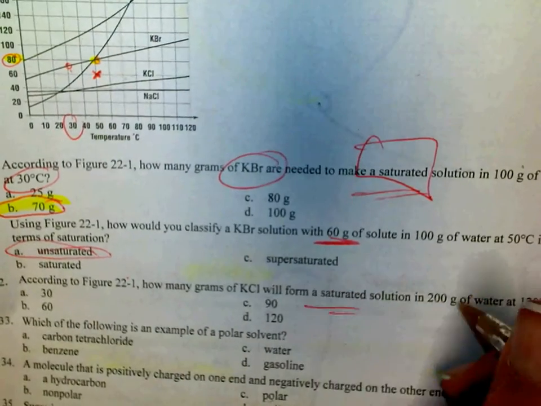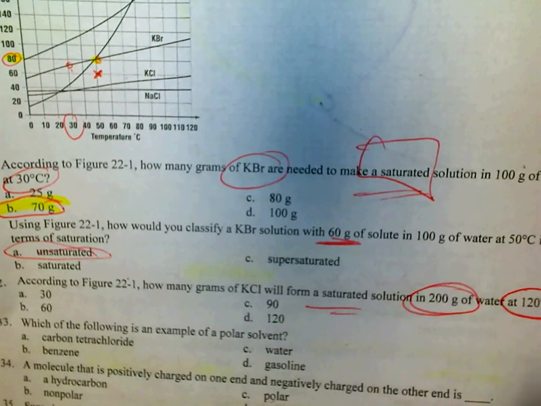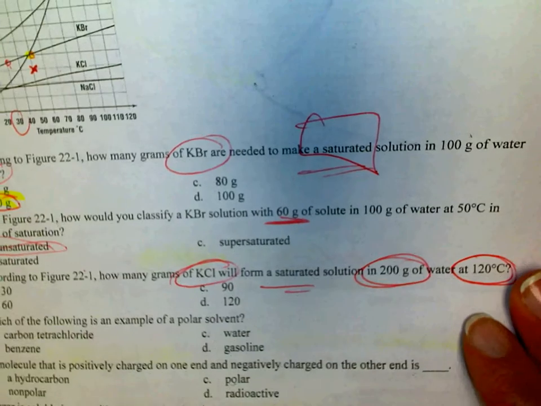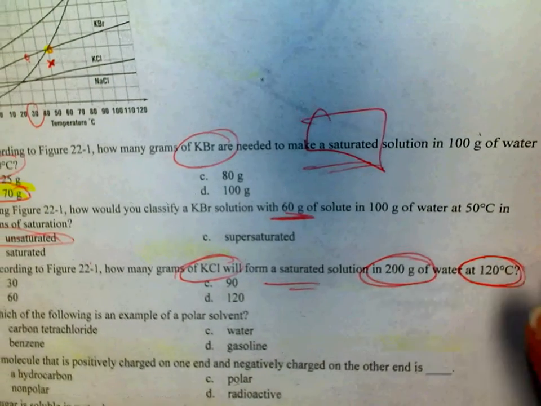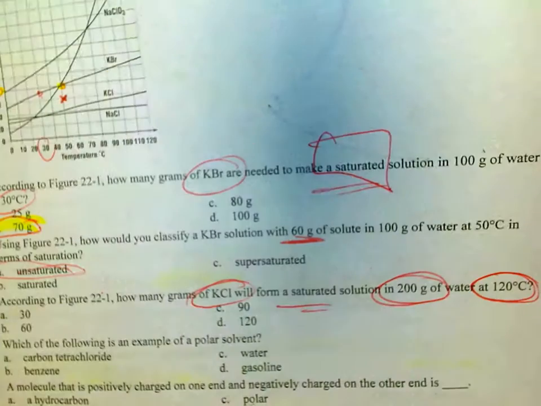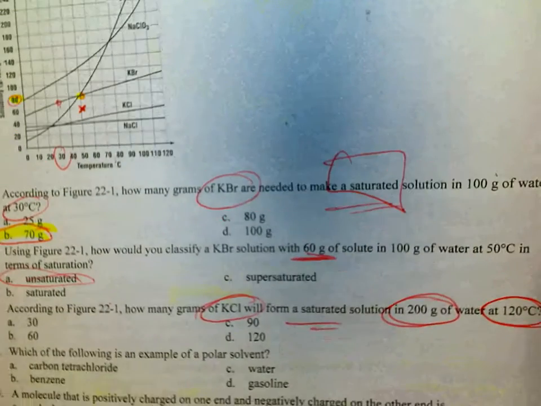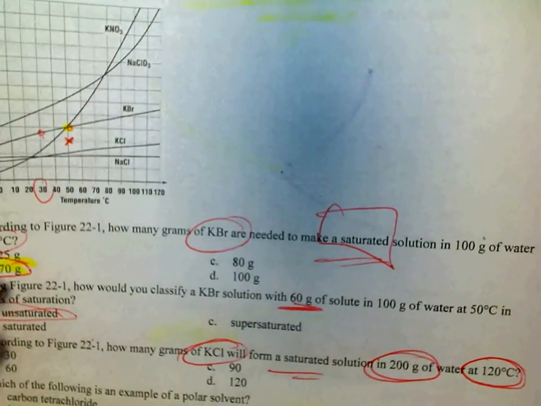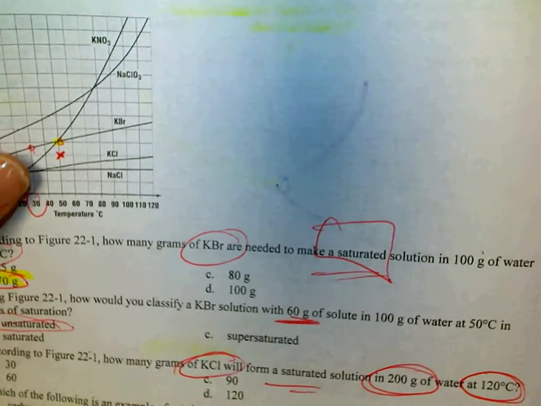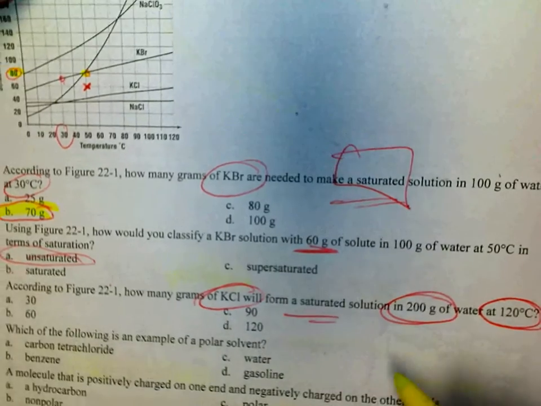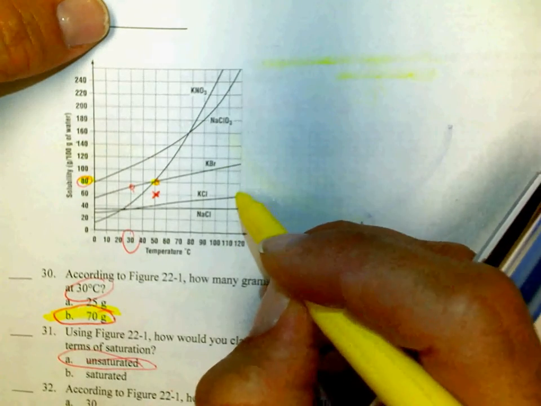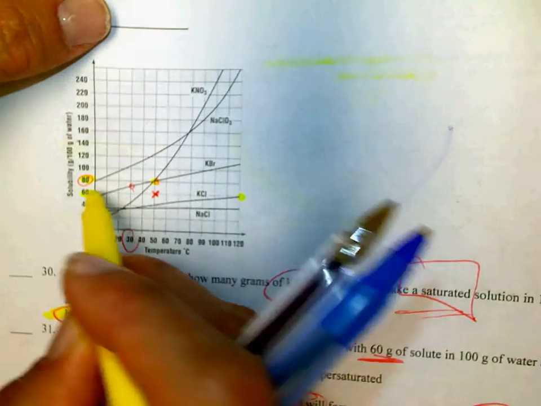Okay, 200 grams of water, 120 Celsius. You see, there's a lot of variables you have to pay attention to, right, Chris? KCl at 120. Chris, what are you saying? Because I can hear you. 60.